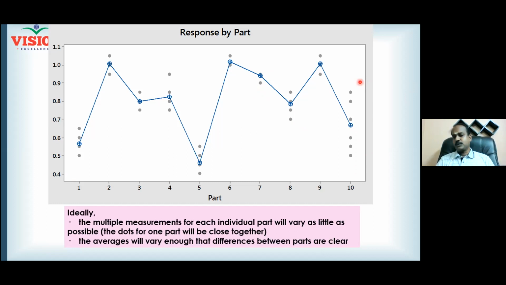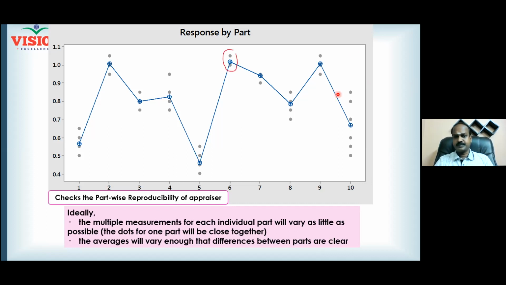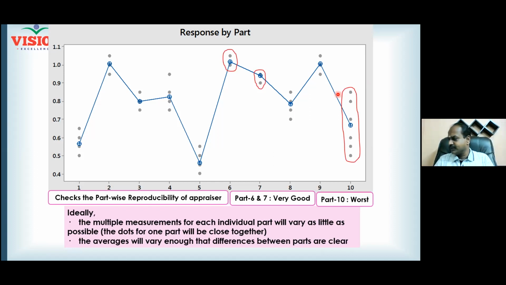It checks the part-wise reproducibility of appraisers, right? Here it is more reproducible. Here also it is more reproducible. However, this is very bad. Reproducibility at its worst. And so you can take action accordingly. Maybe you can train them on how to measure part number 10. That will bring down the reproducibility error drastically. Now here also I have shown the best as well as the worst.